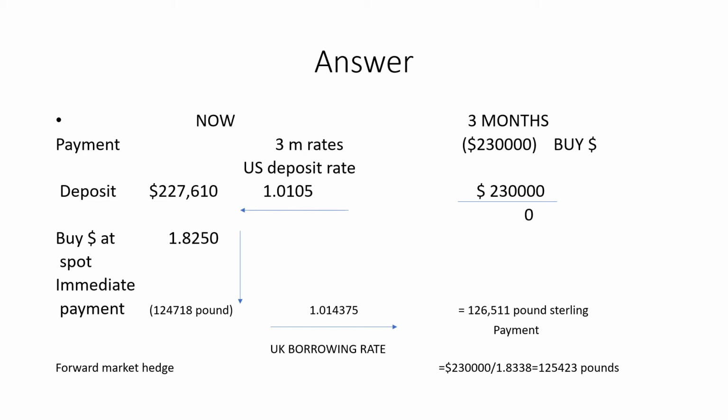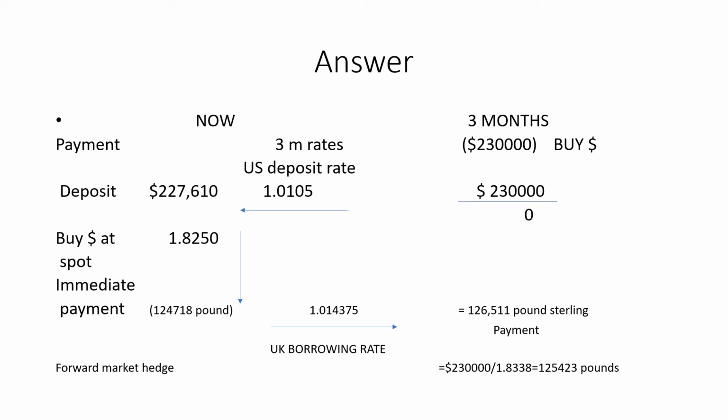According to this, we have to make 2,27,610 amount in money market. We will be able to pay 2,30,000 in 3 months. We will be using the spot rate of 1.8250, and based upon that, we will need 1,24,701.18 pounds. And in order to buy or borrow this amount, we will have to ascertain the US borrowing rate, that is actually 1.014375. So we will be needing 1,26,511 pounds sterling in order to make a payment.